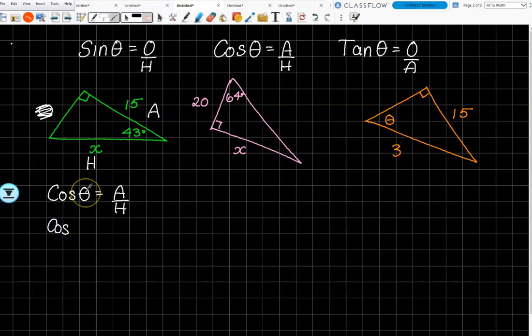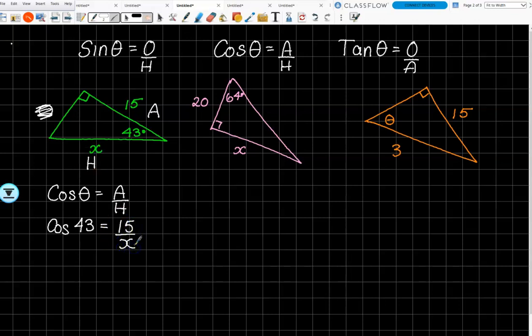We sub. So, cos is just cos, but what does this theta stand for? It stands for the angle, and correct, our angle is 43. It says equals, I put equals. Which one is my A? Good. 15 all over, my hypotenuse is X.